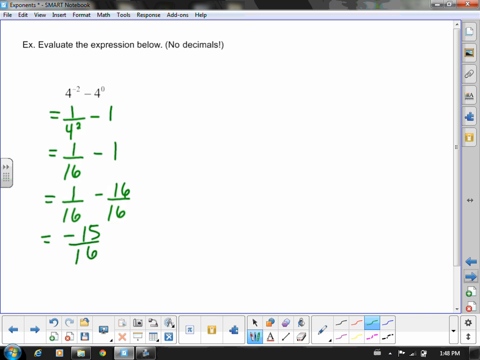Students really want to add those exponents together or to subtract them. However, you can only do that when you're multiplying and when you're dividing.